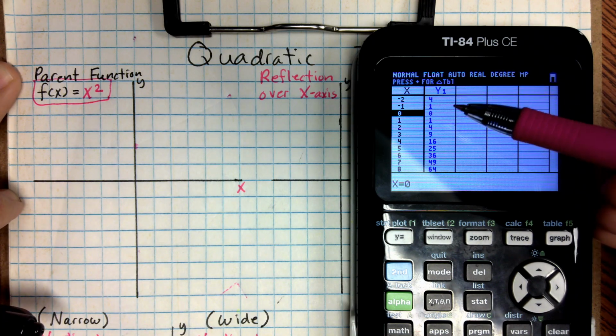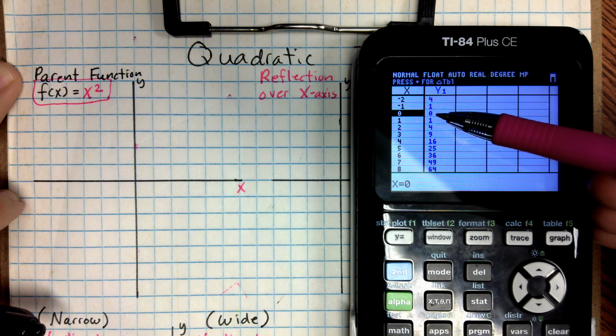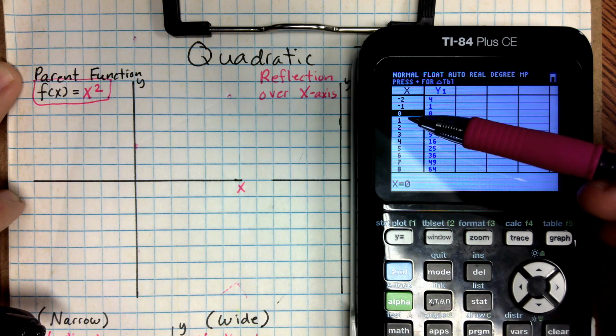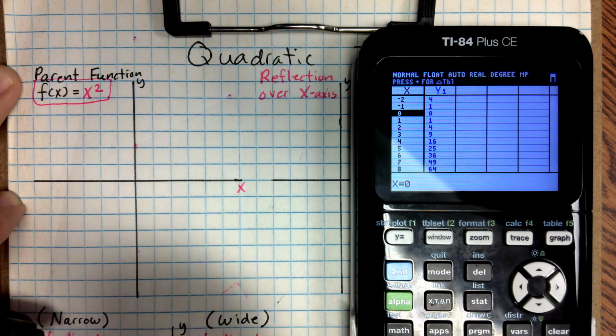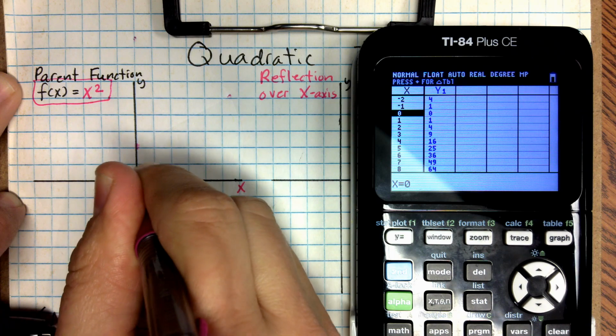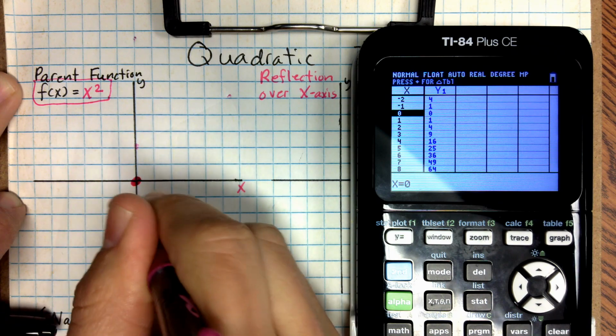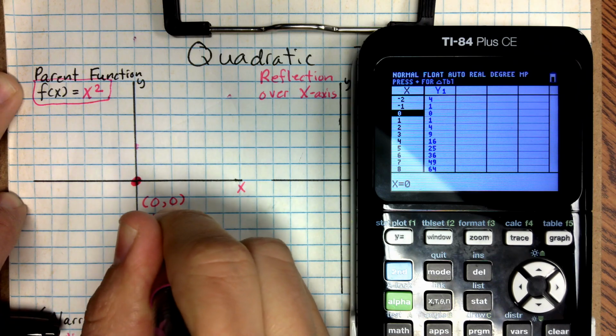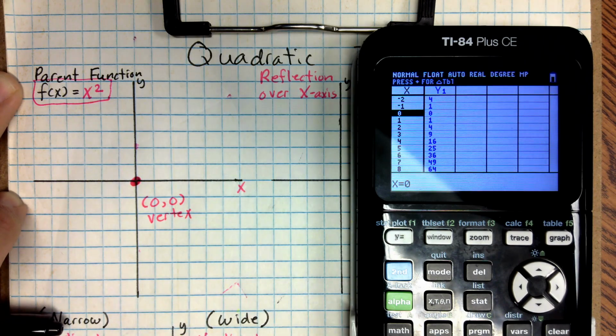And the way that I know this is the vertex is, notice if I look at my y values, I have a 1, and then I have a 0, and then I have a 1 again. So anytime you see a repeating y value, whatever that number is in the middle is going to represent its vertex if you're looking at the table. So for instance, it's 0, 0. So I'm going to go ahead and put a point at 0, 0 right here. And I'm going to label it 0, 0. And I'm going to write that is my vertex.